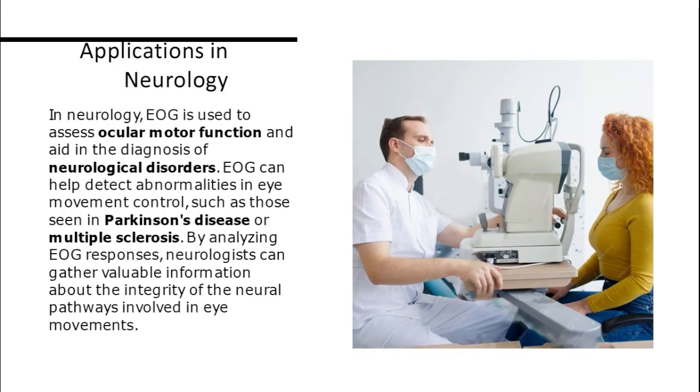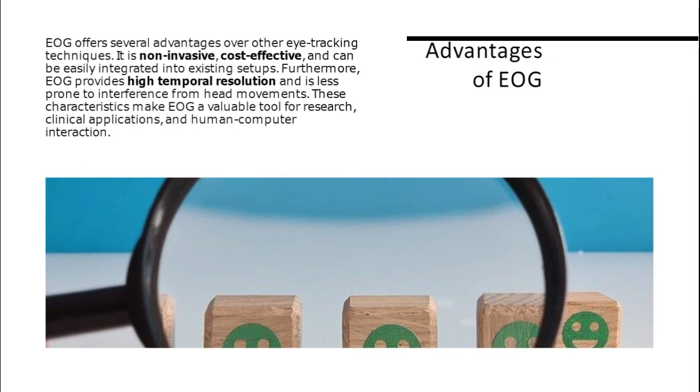Applications in neurology. Here we assess the ocular motor function and help in the diagnosis of neurological disorders. So for patients suffering from Parkinson's disease or multiple sclerosis, EOG is a very important tool for the neurologists, so that they can contribute to the further treatments, because it is related to the movements of the eye. The pathways are very important in this analysis.